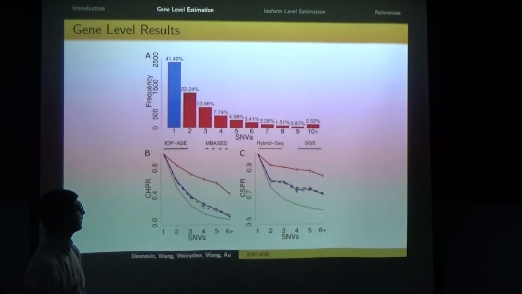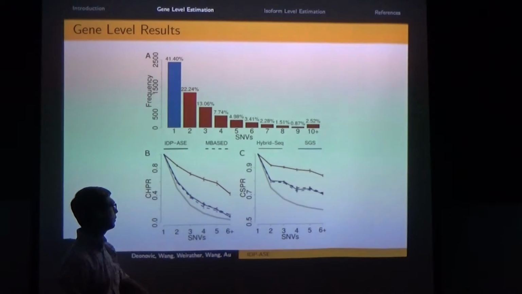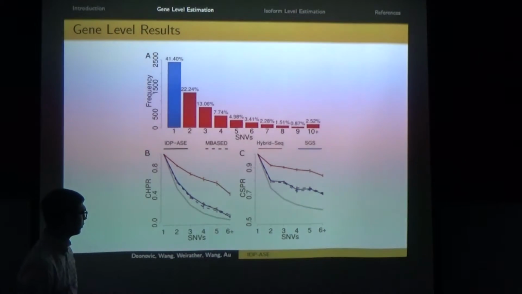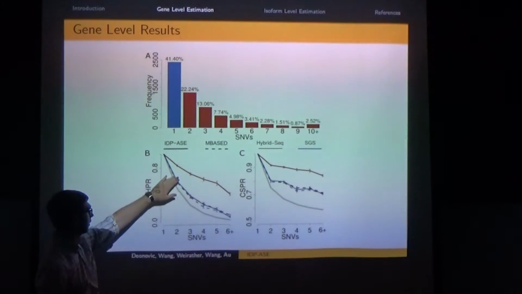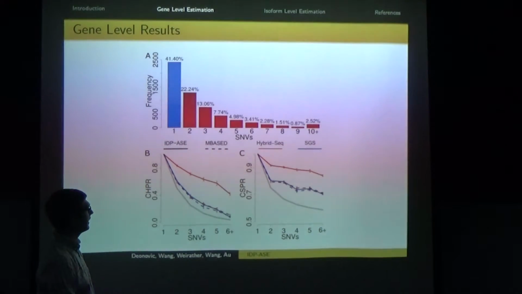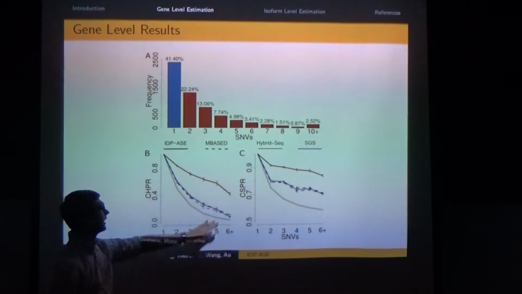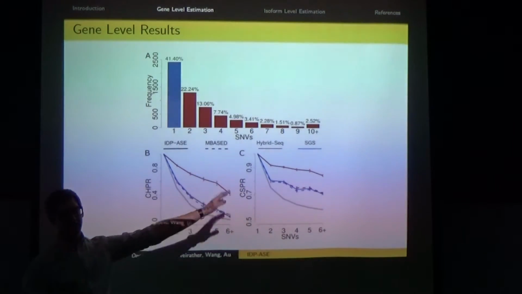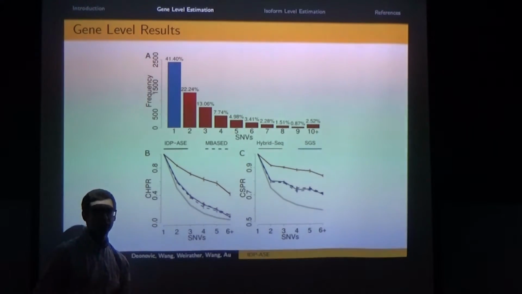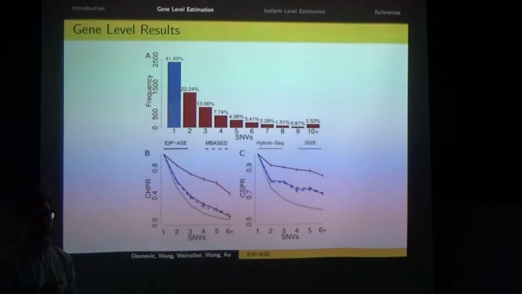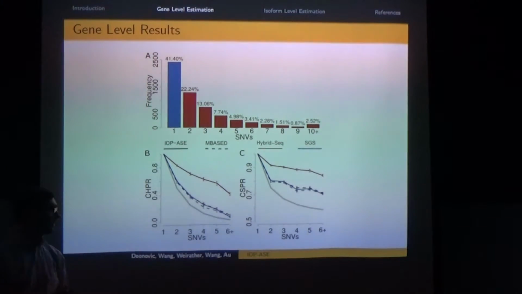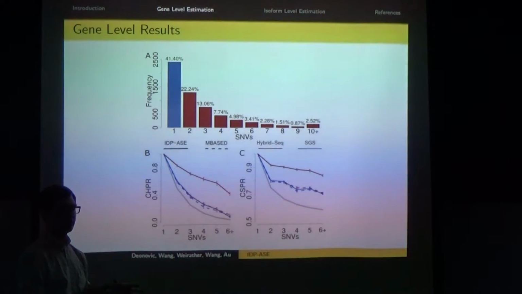First thing we can see is clearly IDP-ASE using hybrid sequencing outperforms all the other modes, able to correctly phase the haplotypes at a very large percentage. Next thing that we can note is that there's very little difference between M-based using hybrid sequencing and second-generation sequencing. This is because M-based only utilizes the marginal counts of the read matrix. It doesn't utilize the linkage within the read matrix, and therefore it's not able to utilize the information that the long reads give you.